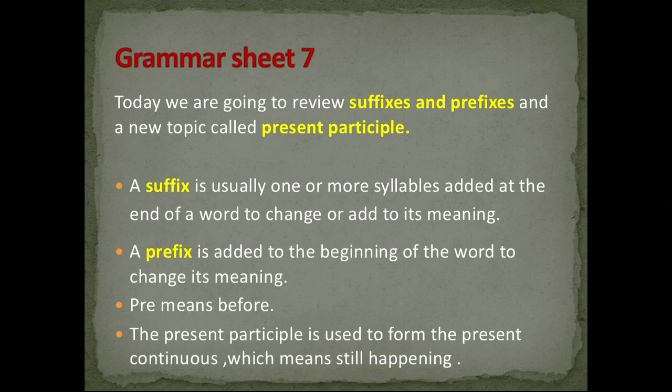The present participle is used to form the present continuous. And this is what we're going to learn right now. What is a present participle? And what do I mean by it? It usually forms something called present continuous. Present continuous means something is still happening, okay? This actually happens to a verb. So, let's see.